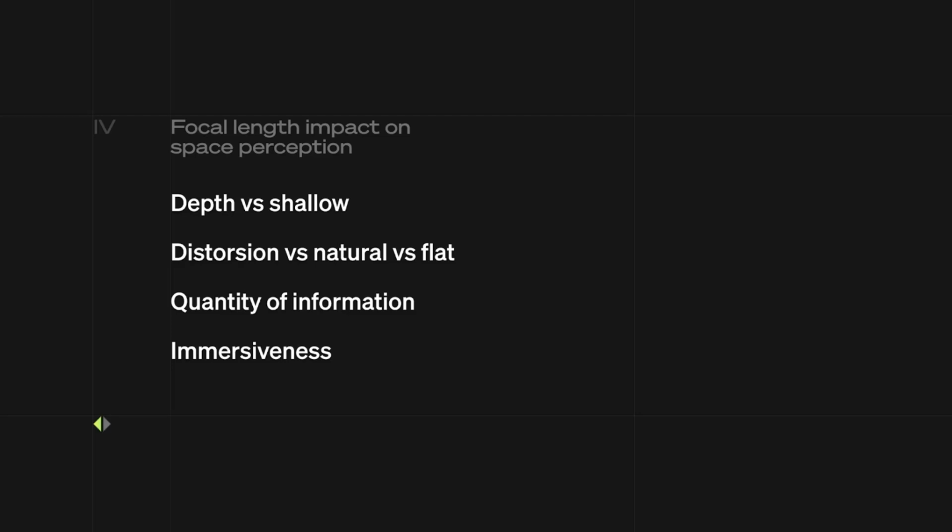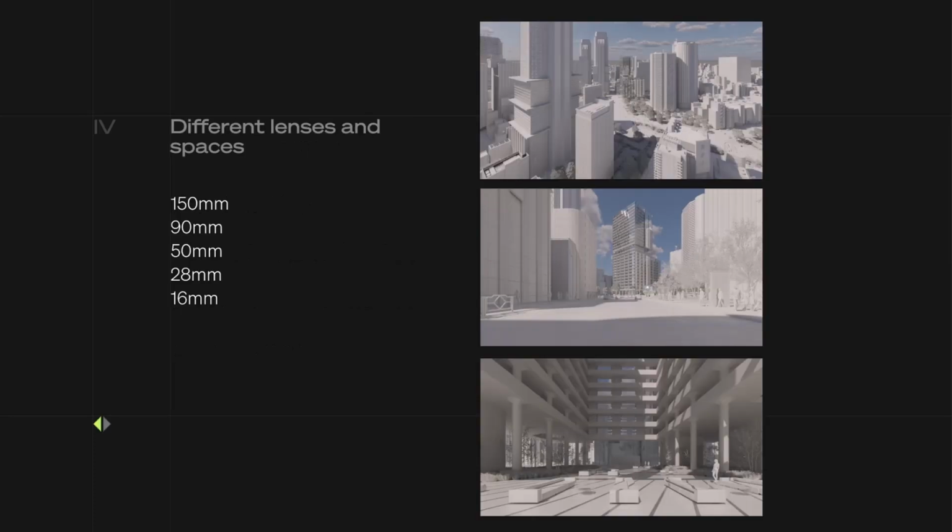This is what people generally default to: if I need more information, I shorten my focal length and I have more stuff in my frame. This is true, but there's more stuff happening. And also in terms of immersiveness, because of how natural or not it feels, the immersiveness will be slightly different when you're looking at the image.